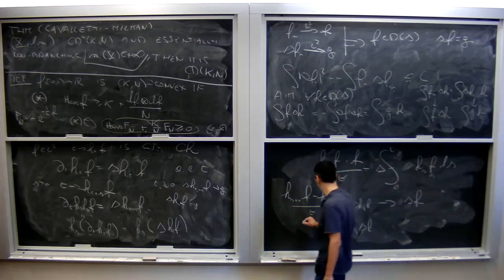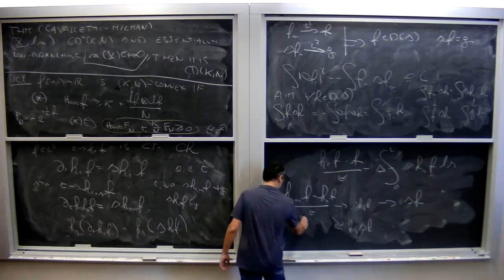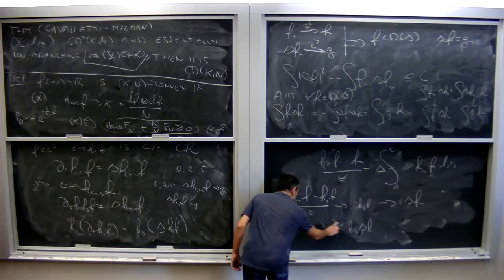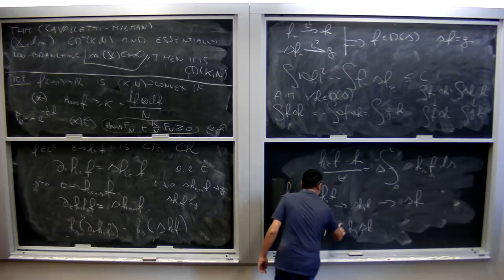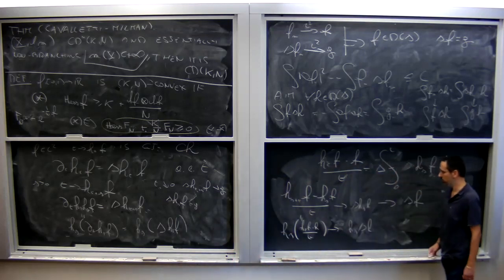So this can also be written as h_s of (h_t f minus f) divided by t. And now this converges to this as t goes to zero.